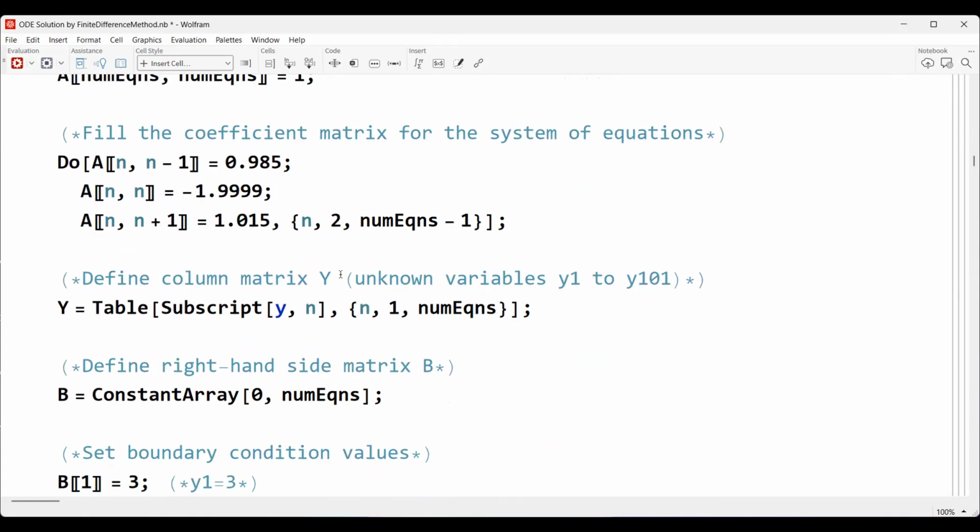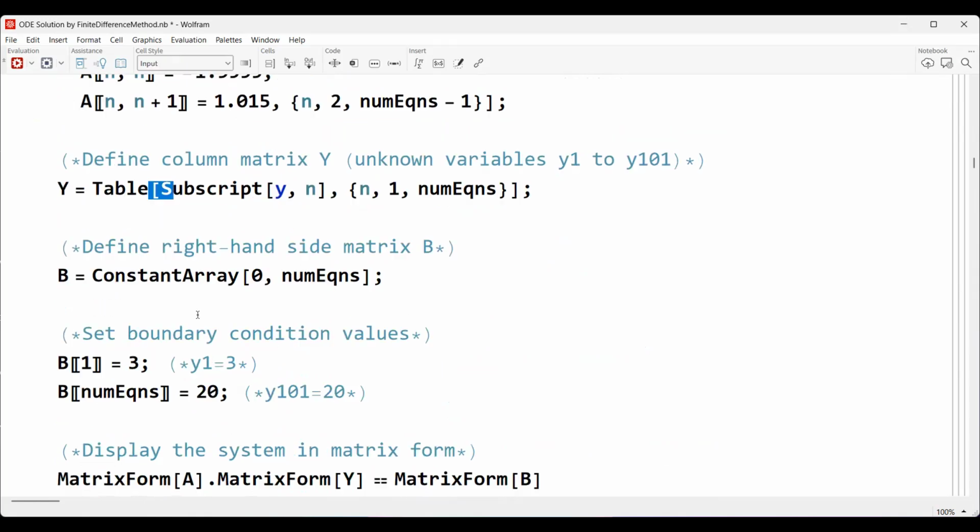And define the column matrix y, with unknown variables y sub 1 to y sub 101 here. So we have this. Okay, so we have the constant array here. So how many zeros do we have here? And that is equal to 101.